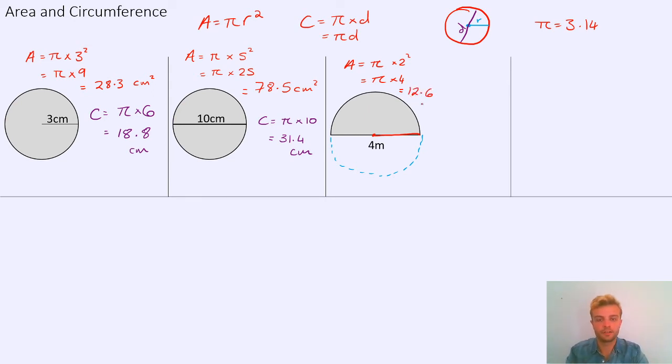Now that's the area of the whole circle, but like we've discussed, I've only got half a circle. So the next thing I need to do is half that, divide it by 2, and the answer is 6.3. That's the area of this shape.